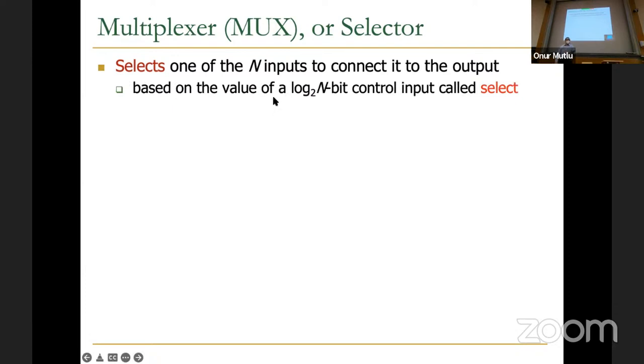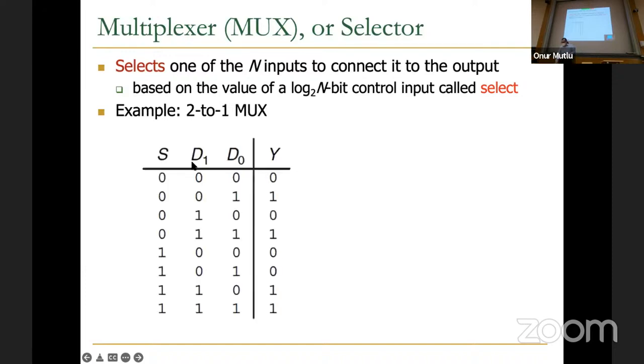And the selection is done based on a control input called the select input, which specifies which one to select and pass to the output. And this control input is n bits wide, as you will see. For example, if you have a 2-to-1 mux, you have two data inputs, one select input, and one output. A mux always has one output. It could be multi-bit outputs, but in this case it is a one-bit output. The task of the mux is to select either the data 0 input or the data 1 input based on the value of select.